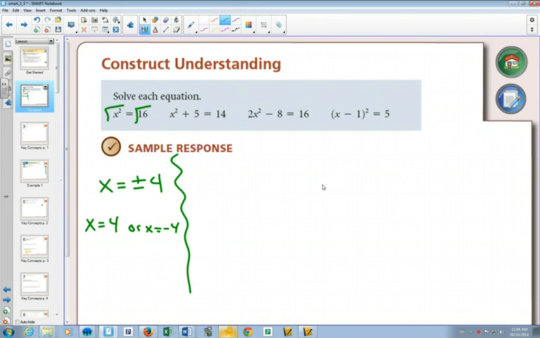because both work. Now the next one, we're going to move the 5 over first, and you'll get x squared equals 9. Because it's solving, you want to get x by itself, but now we have something squared, while the opposite of squaring is square rooting. And when I square root both sides here, it could be plus or minus 3.